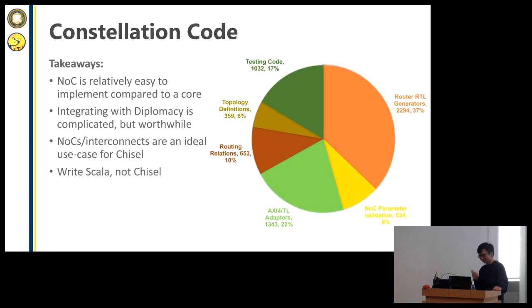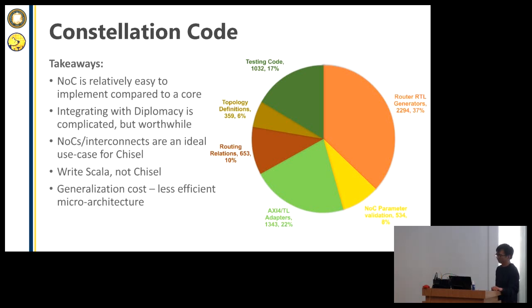And finally, the approach to Constellation was basically we want to write less Chisel and try to do everything at the Scala level as much as possible before going down to the Chisel generator, which is actually going to build our RTL for us. Unfortunately, there is some generalization cost here. Constellation isn't the fastest NoC. It's not the most efficient NoC. But the benefit is that it's fairly understandable and it implements a fairly conventional design.